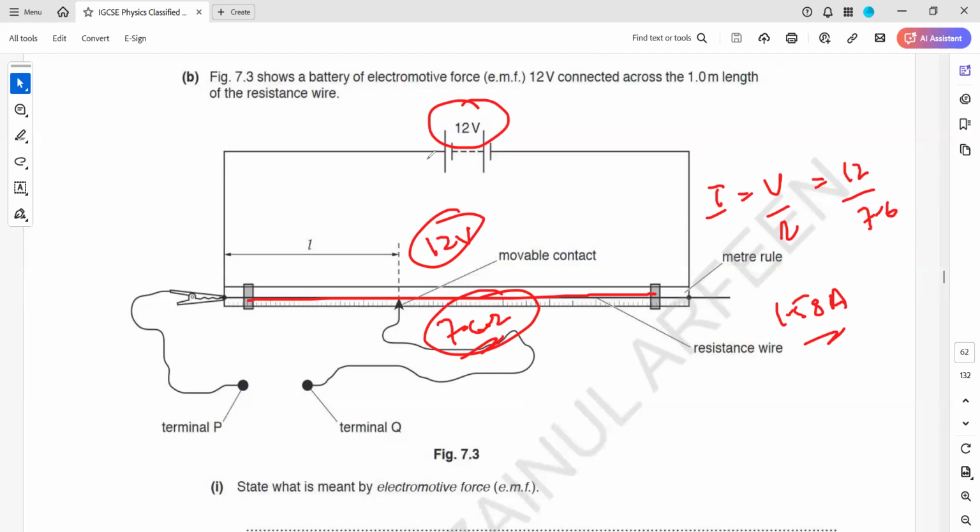So how do we find the specific? Now we will do it for the specific. They will ask for the specific as well. So when the charges move, 1.58 ampere of current will flow through this component.